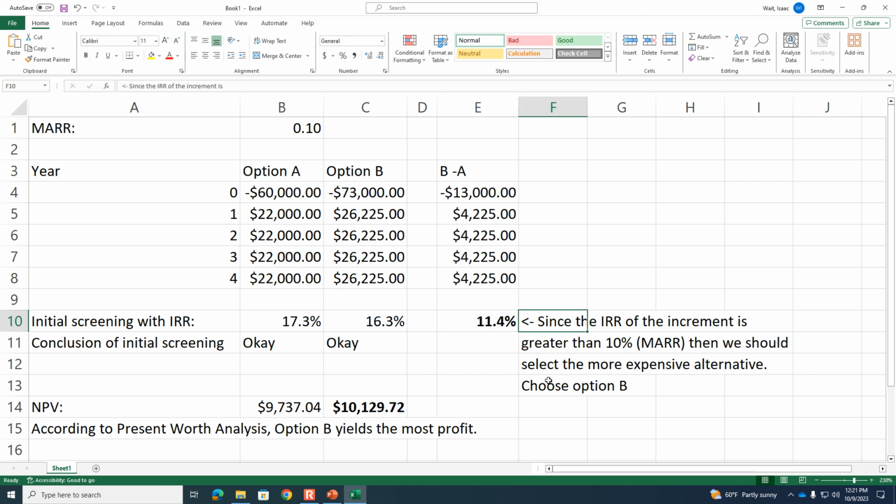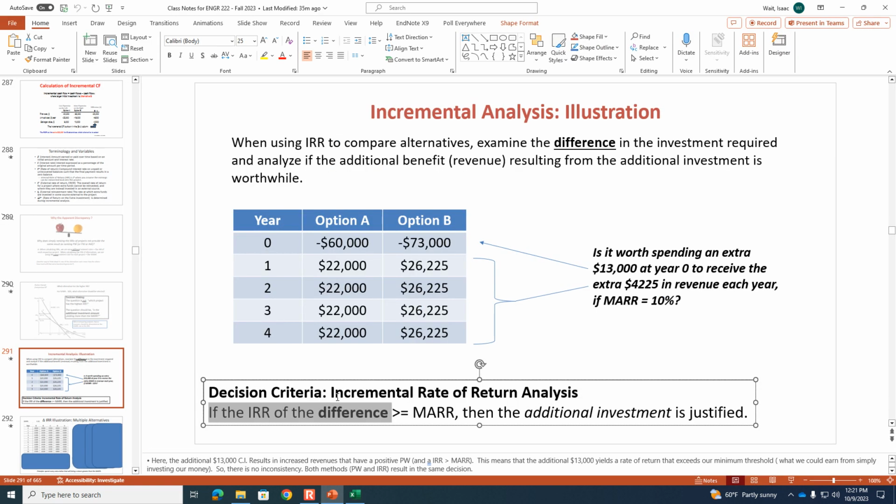So choose option B is the statement of action, and the decision criteria support is that the incremental IRR was greater than the MAR. So you need to pay special attention to these decision criteria statements.